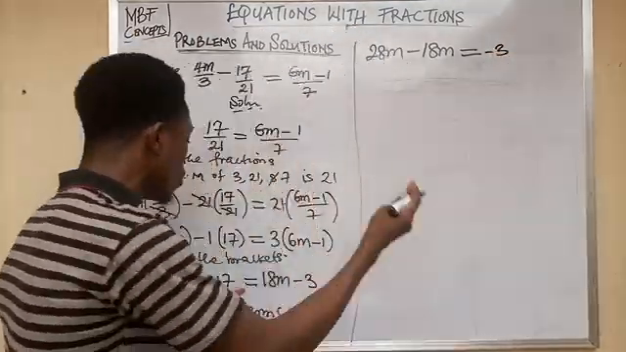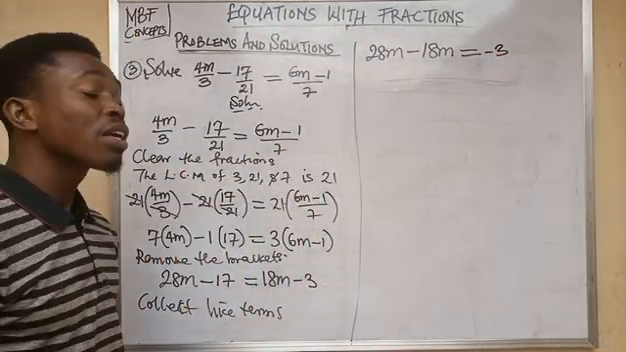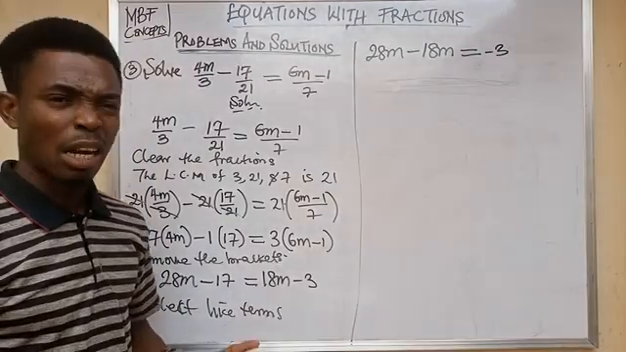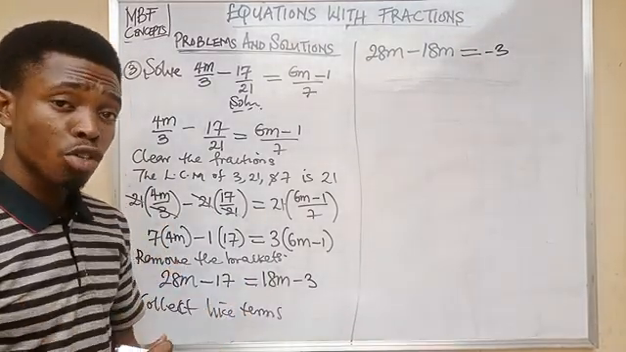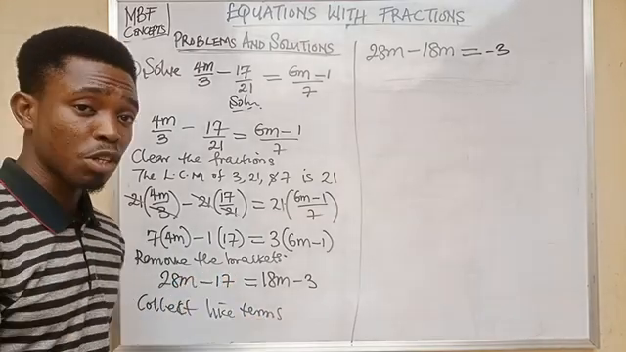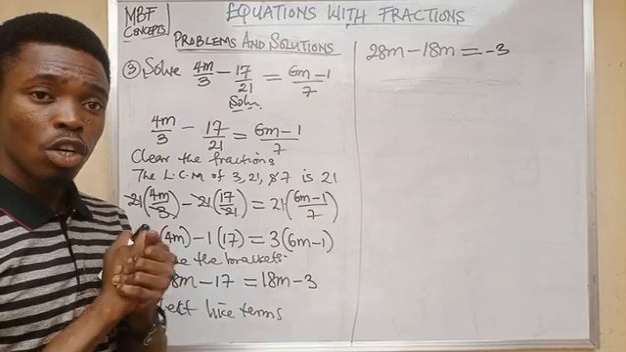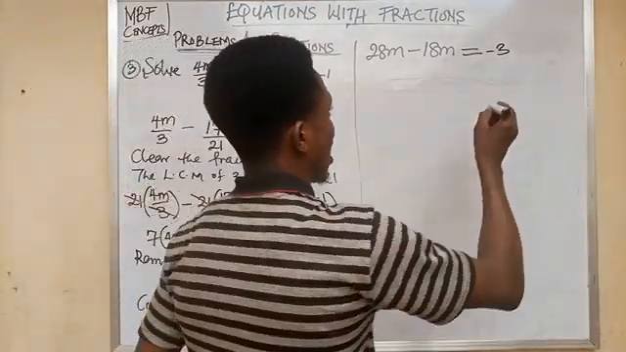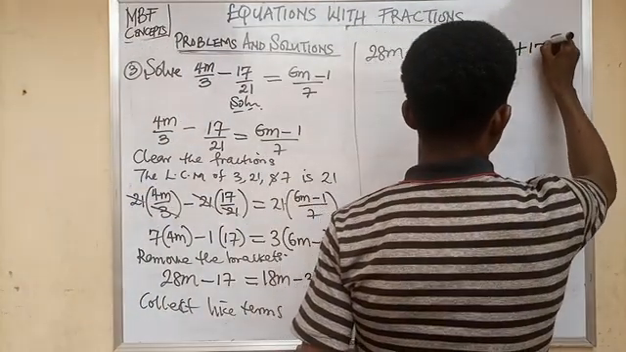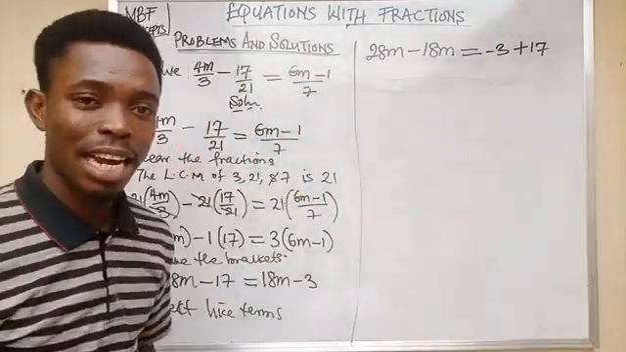Then we now move minus 17 from the left hand side to the right hand side, and understand that when minus 17 crosses the sign of equality from left to right, rule number 3 must be obeyed. That negative changes to positive. Then we are going to have minus 17 becoming plus 17 at the right hand side. That is as simple as this.